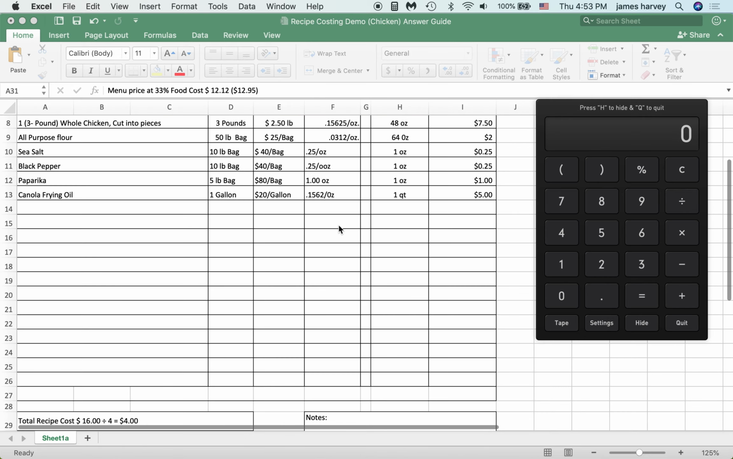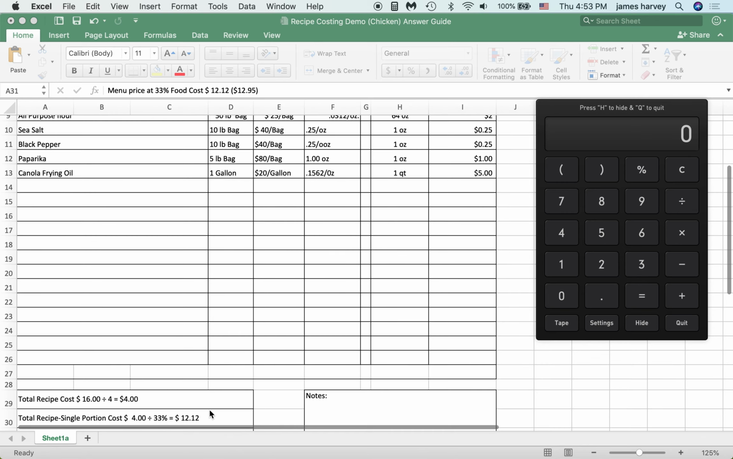The total recipe cost is $16. Divide this by 4 servings, gives us our single portion cost of $4. Single portion cost $4 divided by 33% gives us our menu price, using that 33% food cost, of $12.12.